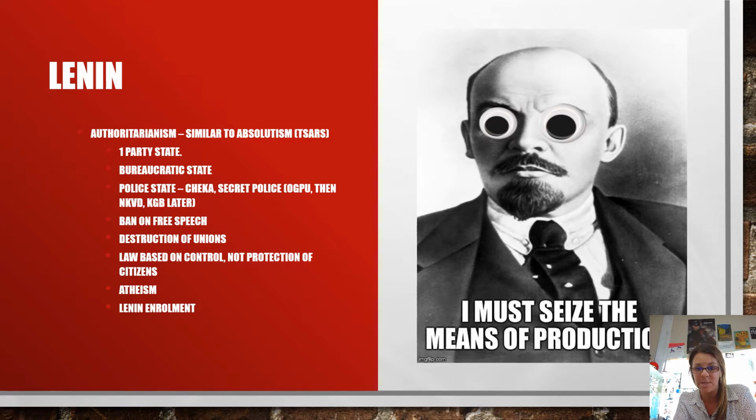But these policies had to be watched closely, and therefore the removal of the opposition in the USSR was left to the police state, the Cheka, or the OGPU, NKVD, and later the KGB, which changes its names often and creates a lot of confusion so that you don't really know who's watching you. They established a ban on free speech, destruction of unions, which is honestly hilarious because demanding workers' rights was really the original tenet of socialism. And finally, Lenin started the Lenin Enrollment to increase numbers of workers for the Communist Party. Think of that as a club pledge of sorts.